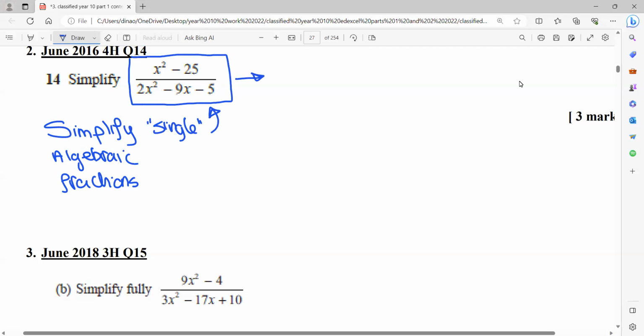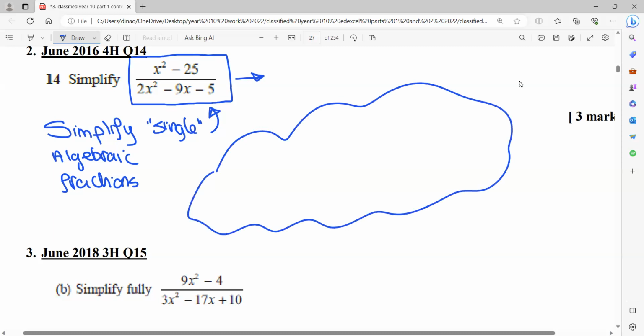Now, to be able to simplify these sort of questions, you have to remember how to factorize. Since this is a year 10 video, most of you have an idea about factorization, but I will remind you with all the types of factorizations that you need to know before we're able to solve such questions.